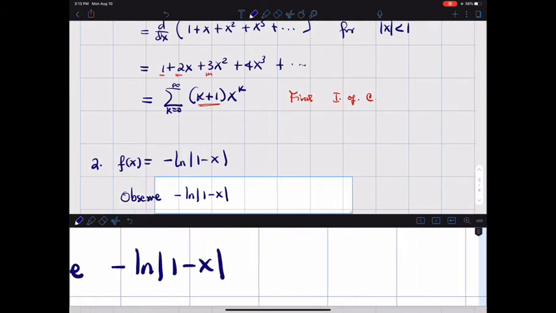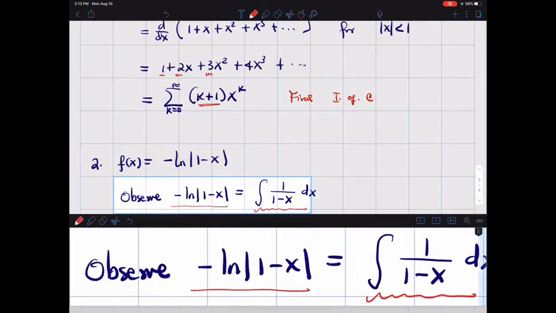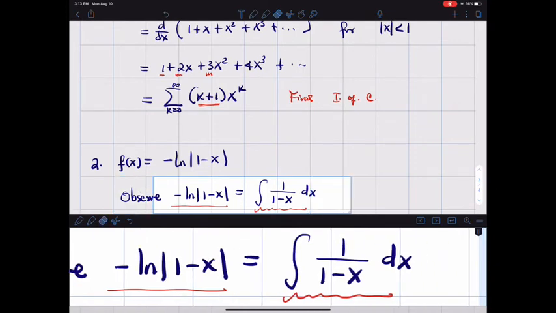The observation is that minus natural log of 1 minus x is the integral of 1 over 1 minus x. So if you perform this integral, this is what you're going to get, maybe plus some c. So maybe we have to put our plus c there.